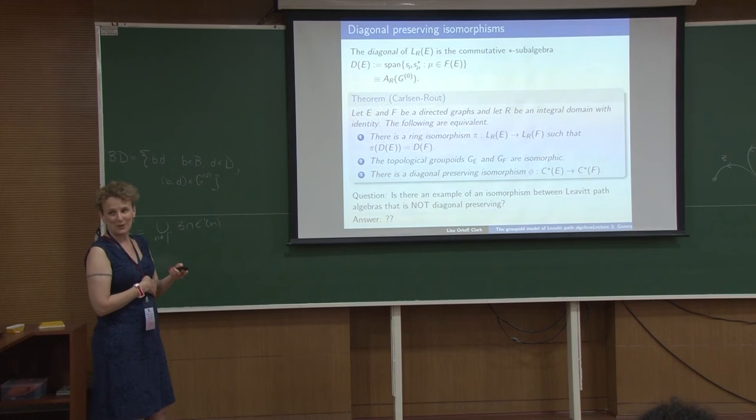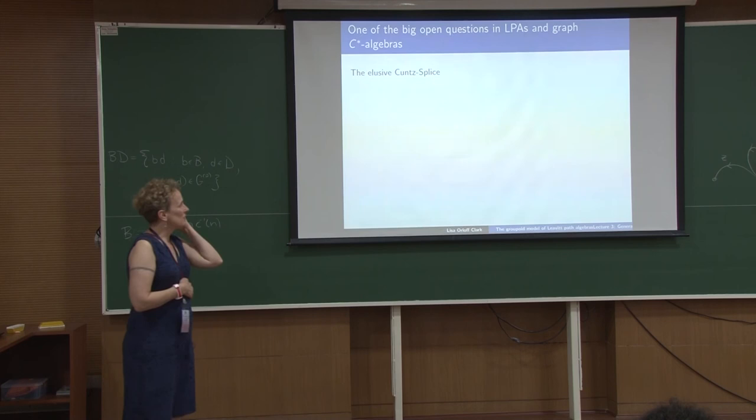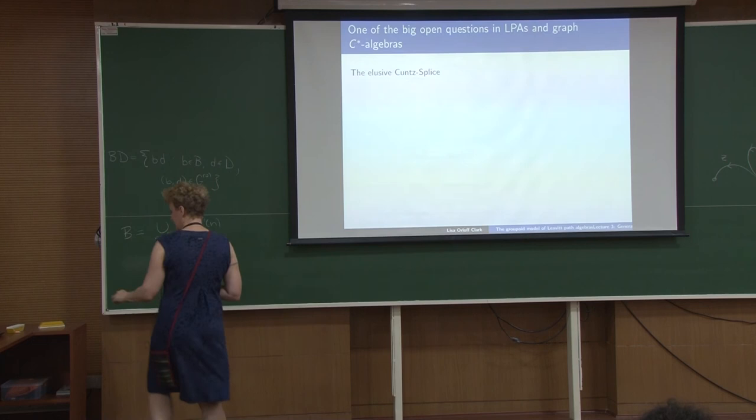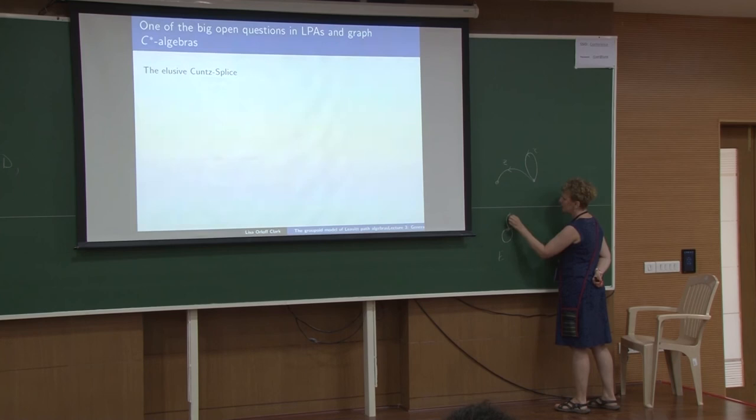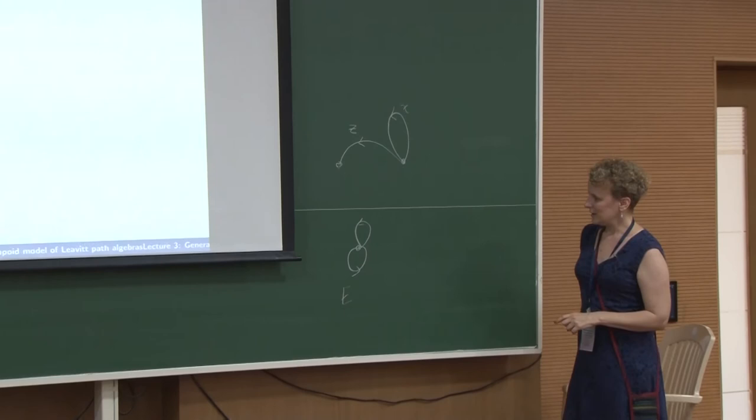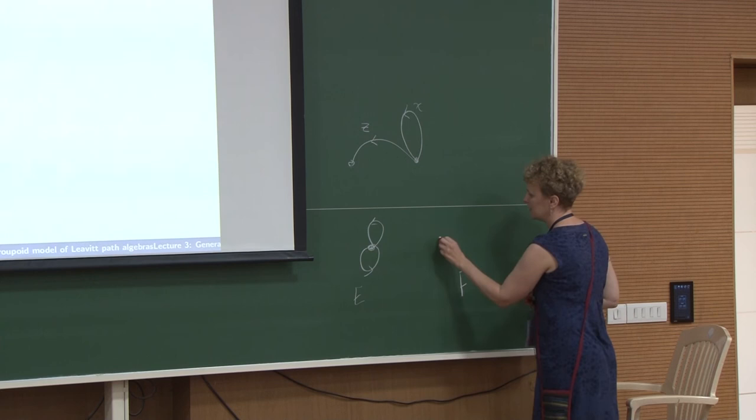All right, so relating to this is a big and open question in the Leavitt path algebra and graph C-star algebras area. It's this thing called the Cuntz splice, and I've mentioned it in conversations because I think it's so bizarre. So there are two graphs. One I'll just call E, but that's the standard. These are nice ones where the arrows aren't going to matter, because they've got lots of loops. So that's our standard rose with two petals, and the Cuntz splice of that is this thing.